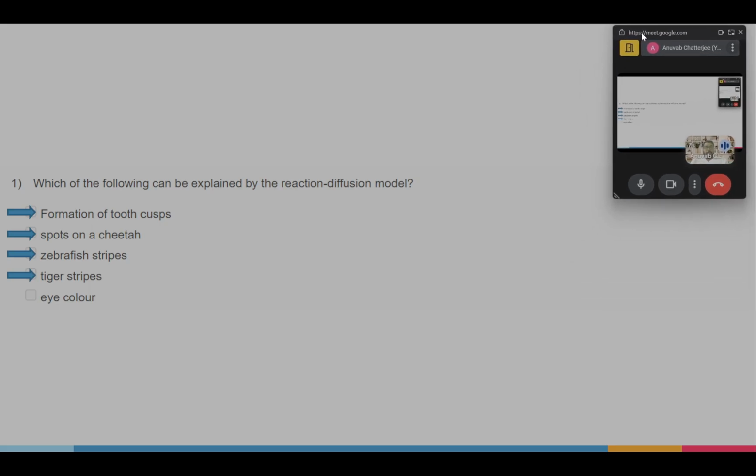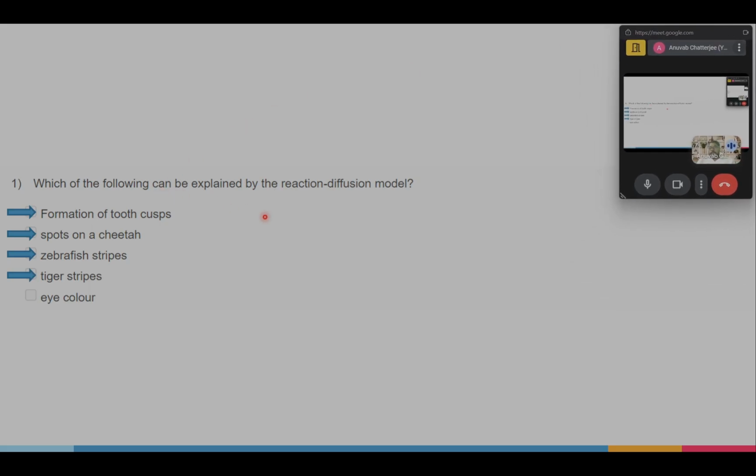So if we go back to the question, which of the following can be explained by the reaction diffusion model? The answer is any kind of pattern which is seemingly randomly presented and needs to be made at the tissue level, such as formation of tooth cusps.